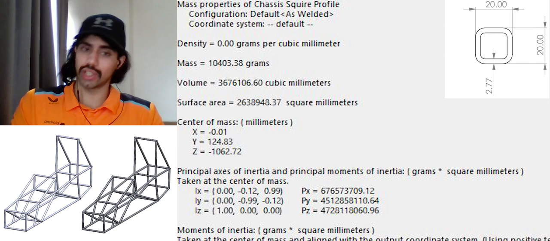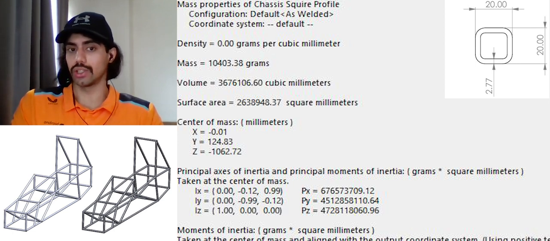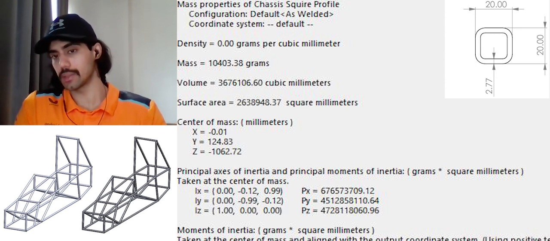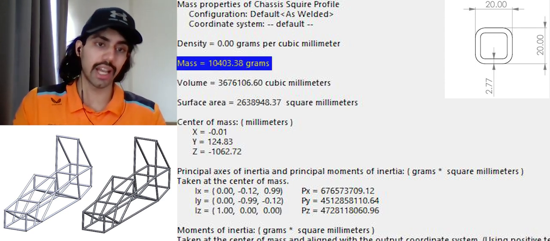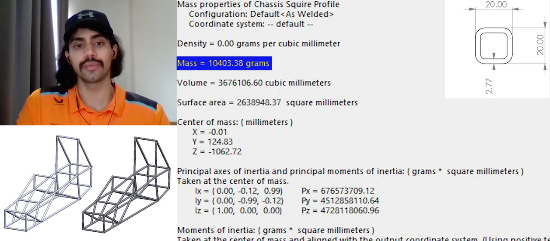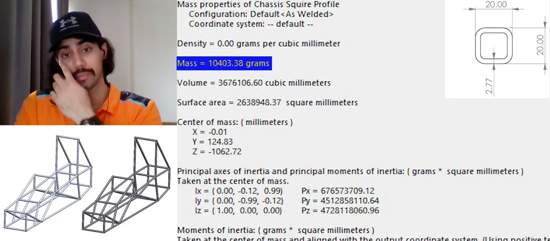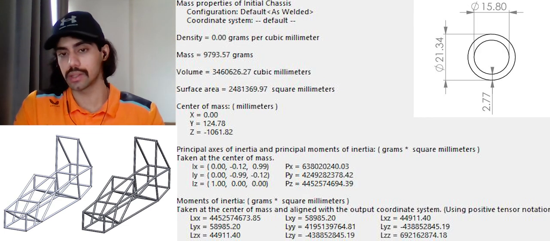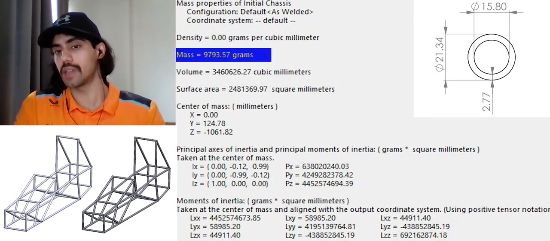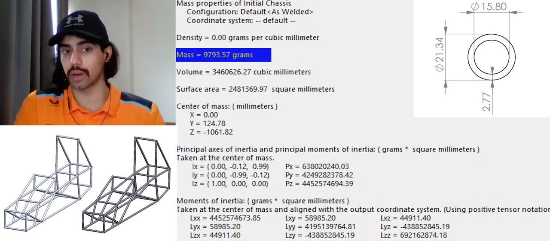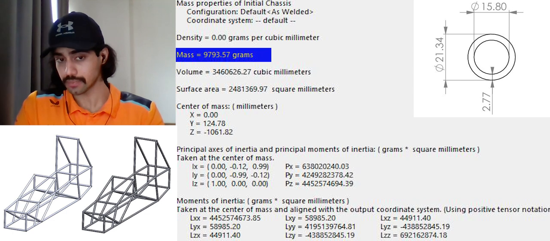Designing a lightweight chassis is always an important challenge in Formula 1. In the first stage, we will survey the net mass of the chassis. As you can see, the chassis with a square cross-section weighs approximately 10.5 kg, whereas the circular chassis is 9.7 kg, so the square one has more mass and surface area compared to the circular section.